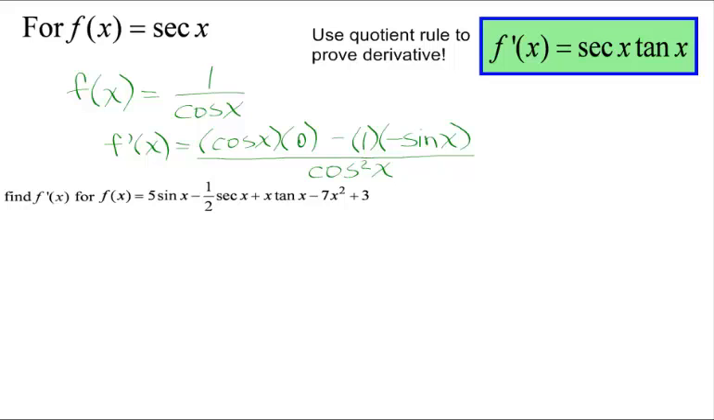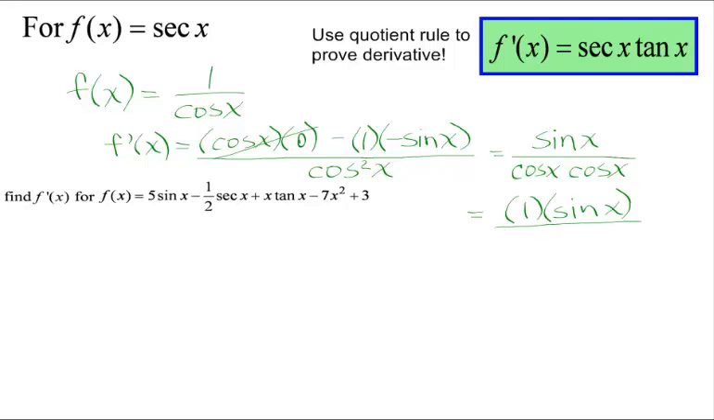So let's clean this up. 0 times cosine is 0. Negative 1 times negative sine is positive sine of x over, and I'm going to write cosine of x times cosine of x. I think you'll be able to see something a little bit better if I write the denominator that way. Isn't it true that I can write 1 times anything and get that thing back? So I'm going to write the numerator like that. The denominator is still cosine times cosine.